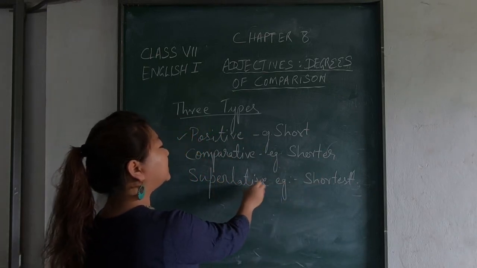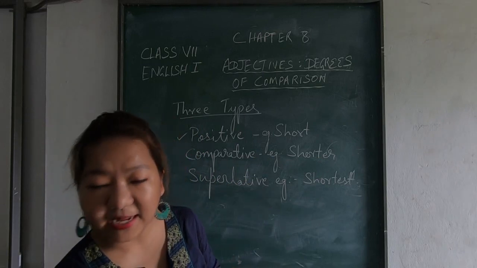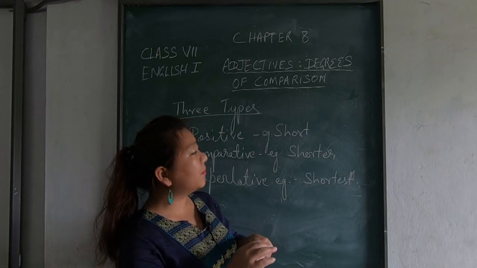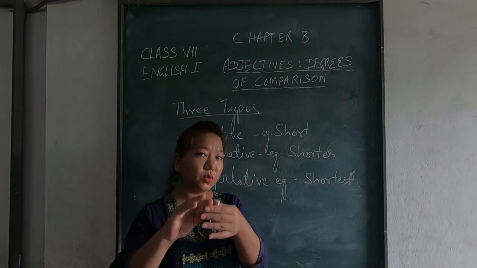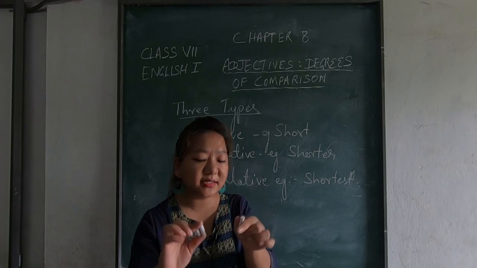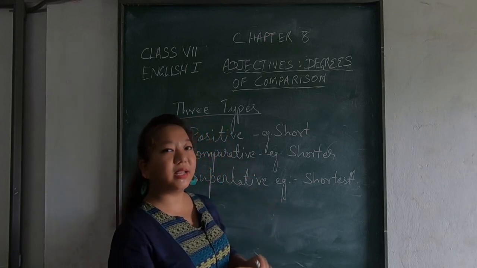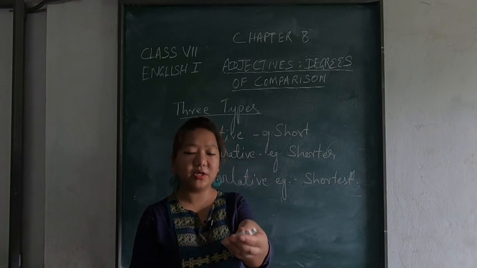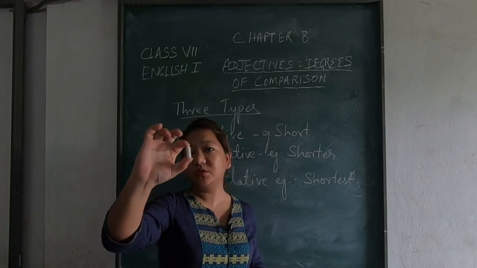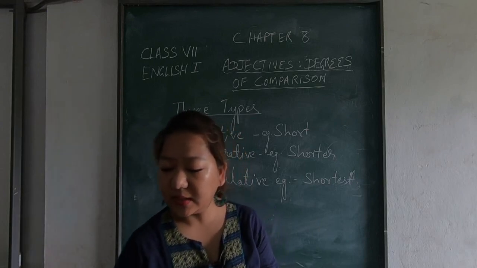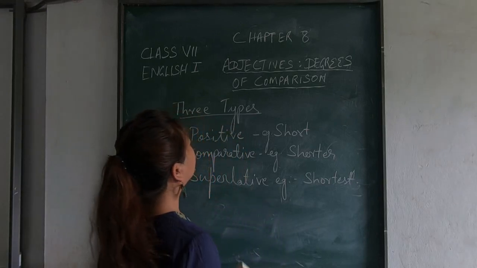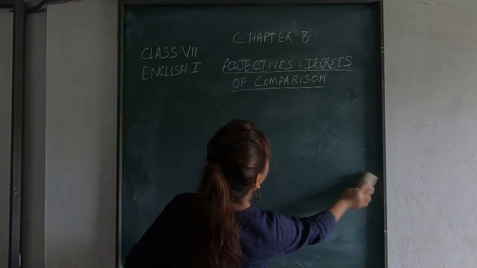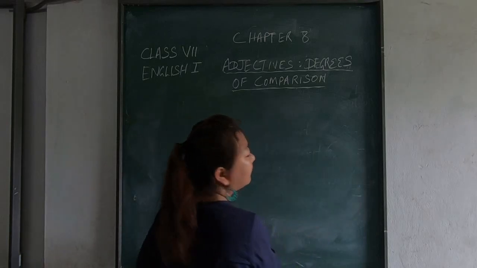Next we have the superlative degree, that is shortest. Like I said, in a comparative degree, we can compare only 2 nouns or pronouns, 2 things. But when it comes to superlative, that means among all. So among all these 3 chalks, we have this one, which is the shortest.